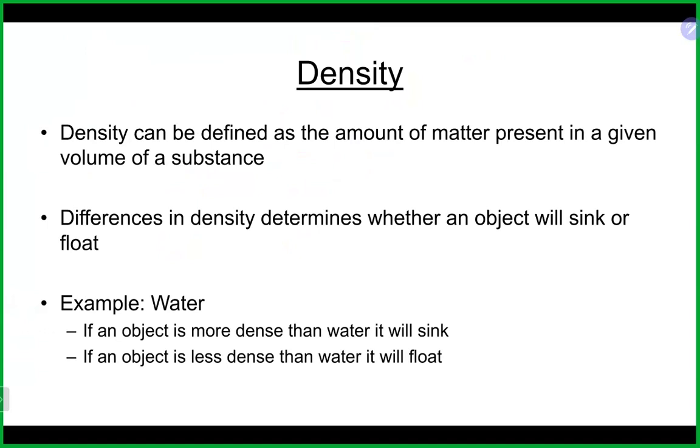Now, density for the most part has two units associated with it. Grams per milliliter or grams per cubic centimeter are typically the units that we see for density. The number always stays with the grams part, and it's always 1 milliliter or 1 cubic centimeter as the bottom part.